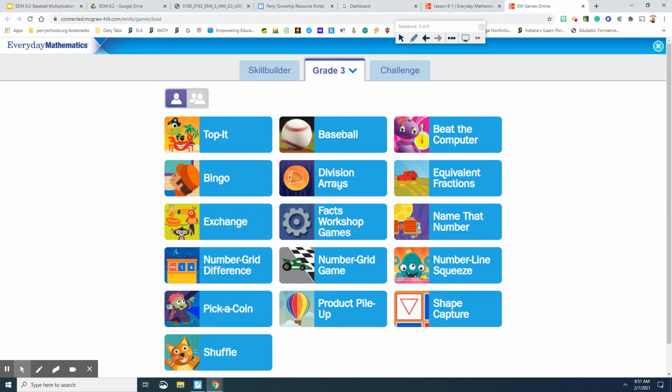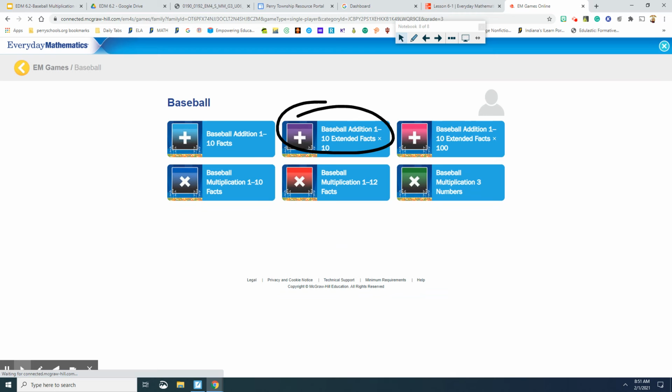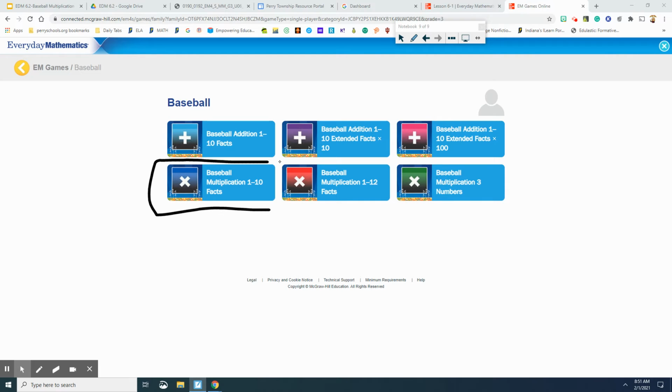Once you get here, you're going to click on baseball at the top. Baseball has a few different ways that we can play it. There are addition and extended addition. We're looking today at playing baseball multiplication 1 through 10. If you know like 11s and 12s and you know your facts pretty well, then you can do 12, or you could even do 3 numbers. But for most of us today, we're going to be focusing on the 1 through 10.